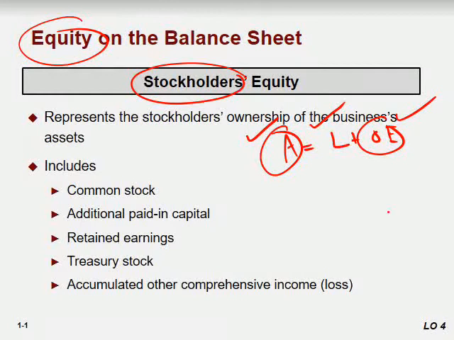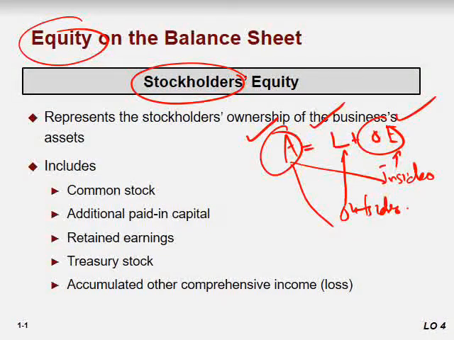So this is the business worth. What is its insider claim, which means owner's claim? We call this owner's equity. What is outsider claim, which is the liabilities or the creditors or the loan providers who provide the money to the business. So it includes, number one, common stock.